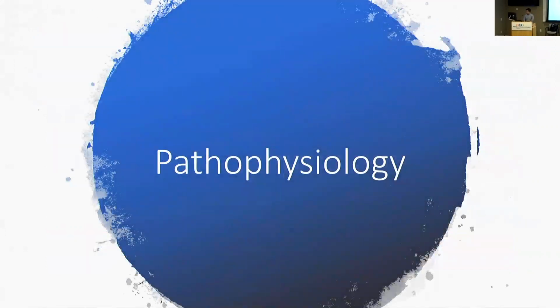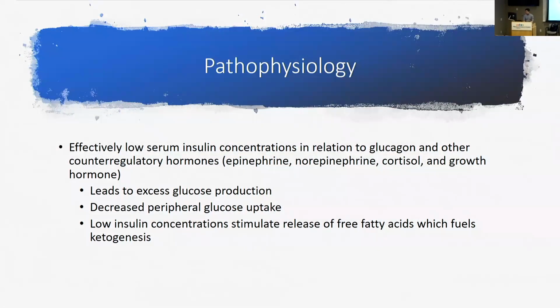So we'll talk a little bit about the pathophysiology. Essentially what happens in DKA is you have an effectively low serum insulin concentration relative to the concentration of glucagon and other counterregulatory hormones. And I say effectively low because it can be either absolutely low, like in the setting of type 1 diabetes, where you have an inadequate production of insulin due to damage in your pancreatic beta cells, or you can have a resistance to insulin, which is what we see in type 2 diabetes. So your overall insulin level will be normal or high, but your cells aren't seeing it because they've developed this resistance to insulin. Either one has essentially the same effect in the setting of DKA.